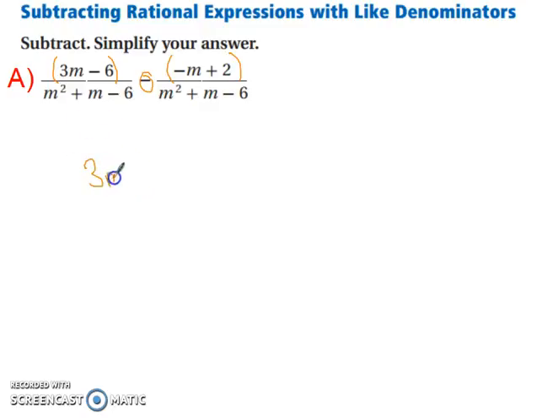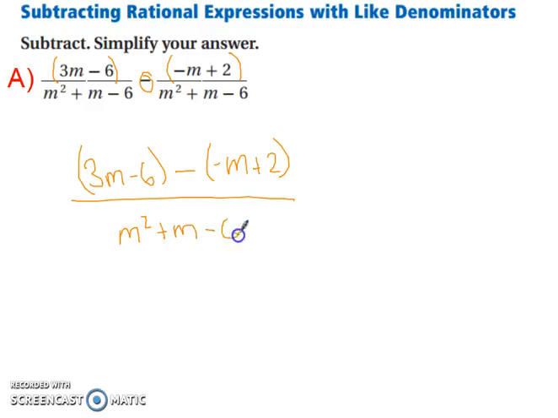So we would have 3m minus 6 as that first quantity, minus this negative m plus 2, and all of that is going to be over our m squared plus m minus 6. So we can distribute that minus sign and then combine like terms. When we do so, our denominator is going to stay the same. And now we have 3m plus m, so that gives us 4m. And then we have negative 6 minus 2, so minus 8.